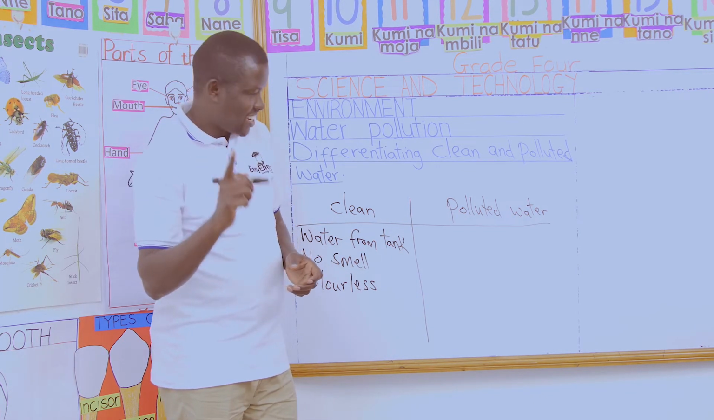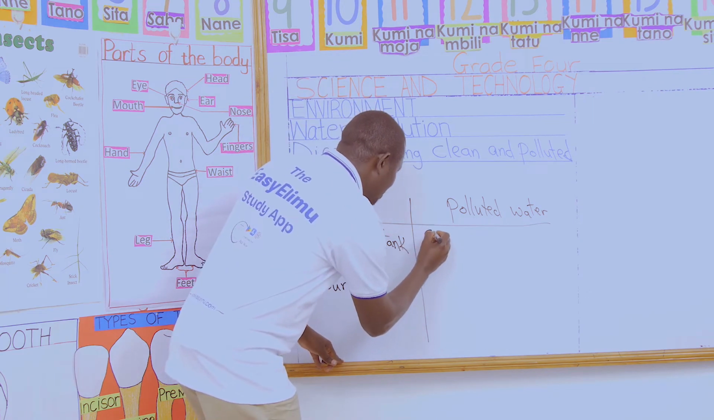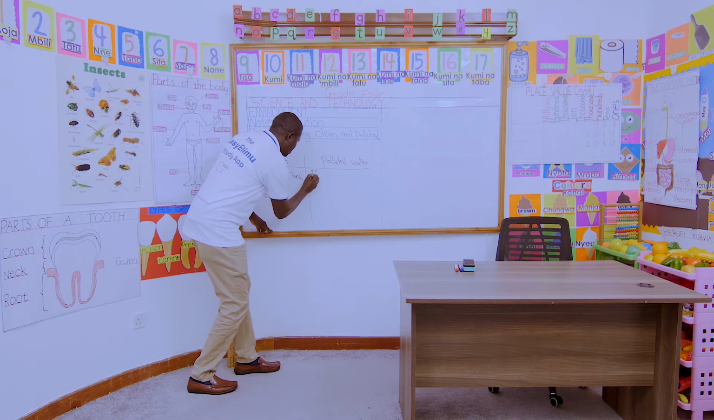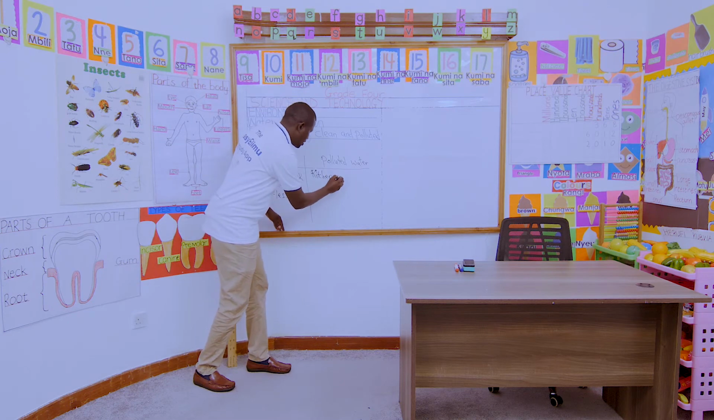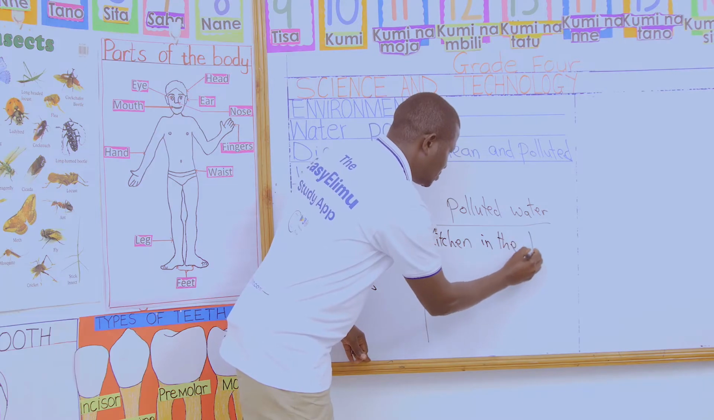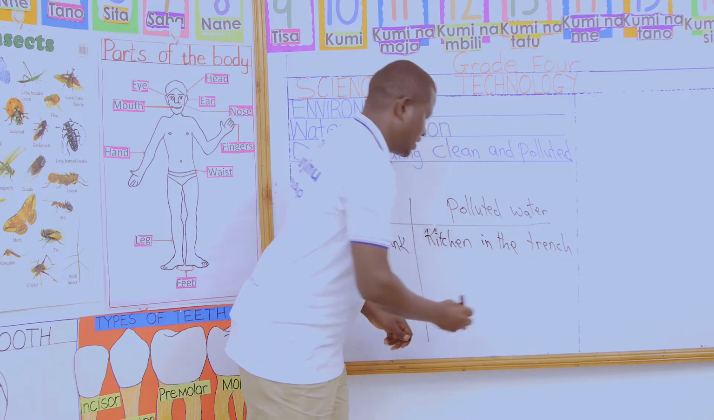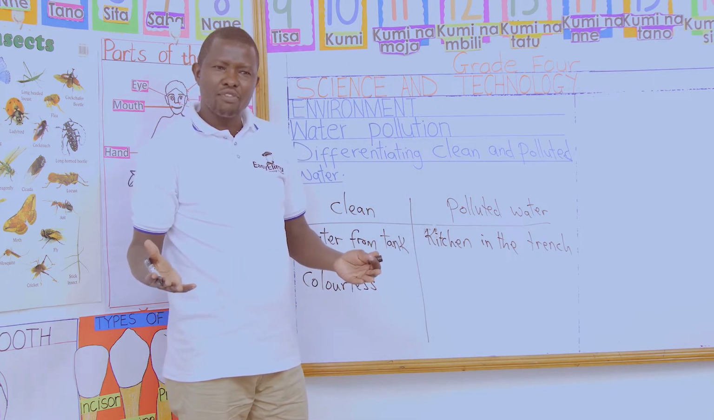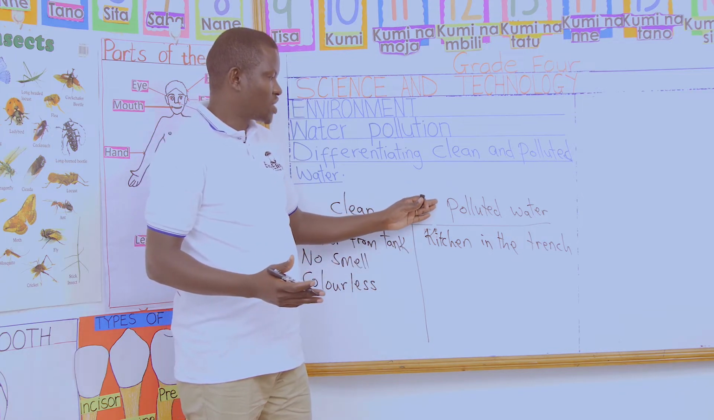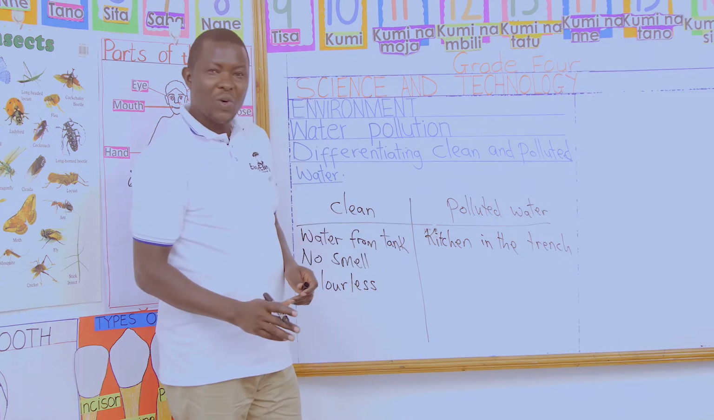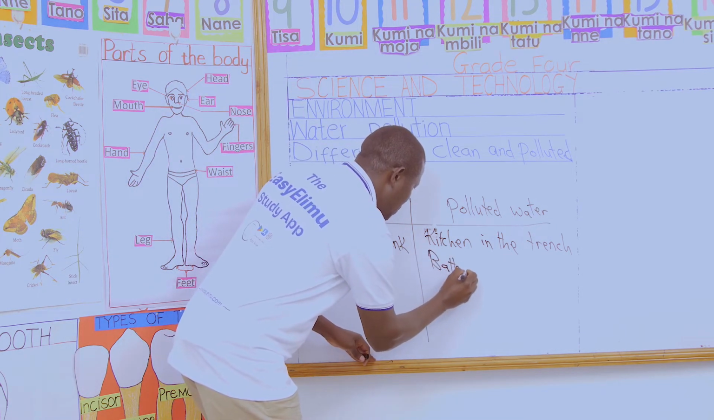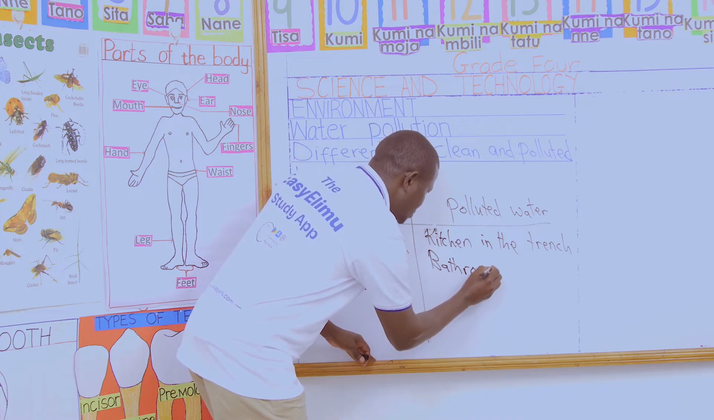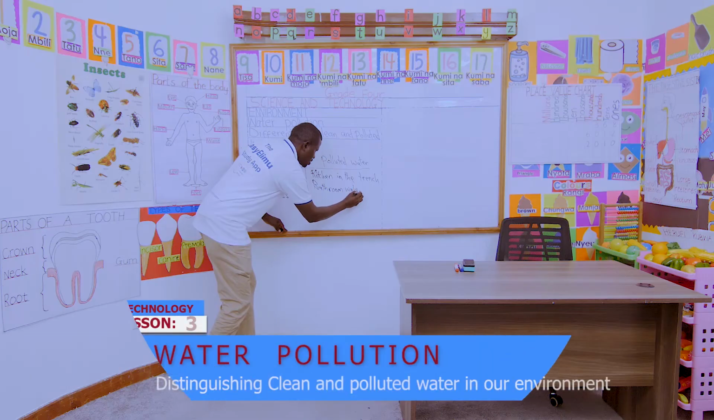The kitchen water. Kitchen water in the trench was not clean. What else? What else can you say was water which is polluted? Wangari, water from our bathrooms. Bathroom water, also in the trench.